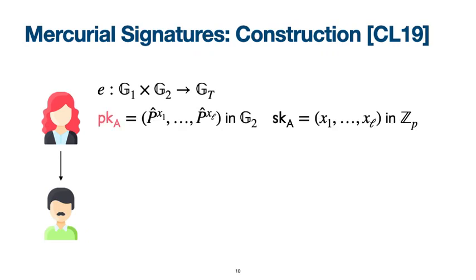Alice's public key consists of a vector of group elements of length L. Now, the value P hat here is a generator of G2, and the values x_i and the exponent are Alice's secret key.